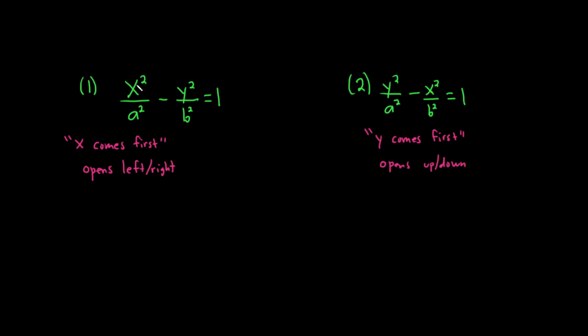So whenever you see the x coming first and there's a minus sign, you know it opens left and right. If the y comes first and there's a minus sign, you know it's a hyperbola, so it opens up and down. Or if it's a plus sign, it's an ellipse. In this, a and b are positive. Also, a and b can be the same here, right? In an ellipse, a and b are different. Here, a and b can actually be the same number.